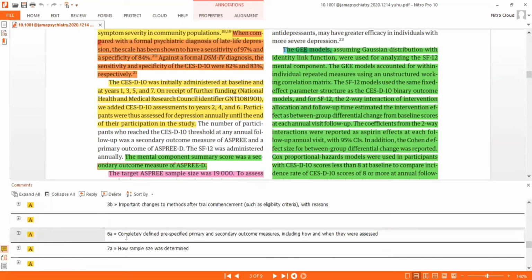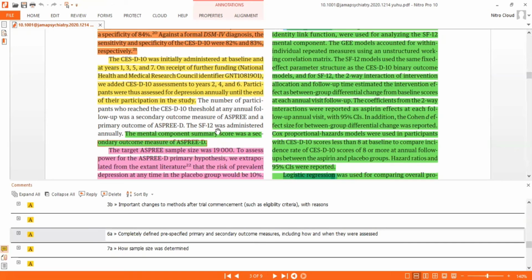Next, point 6a, completely define pre-specified primary and secondary outcome measure, including how and when they were assessed. The mental component summary score was a secondary outcome measure of SPD.